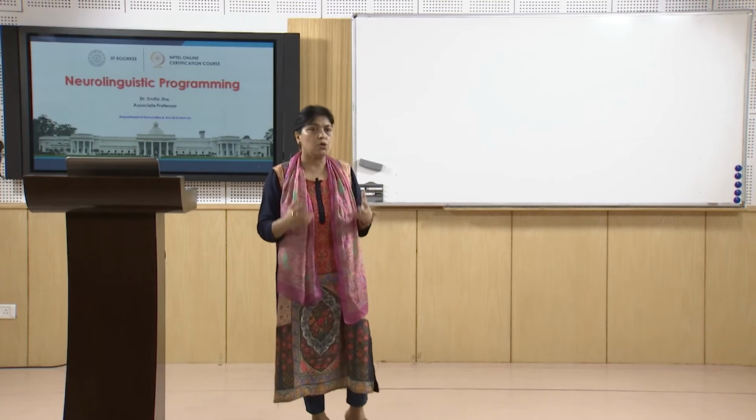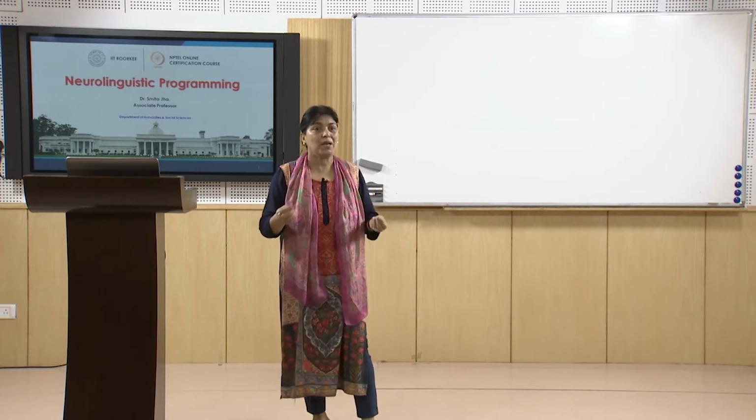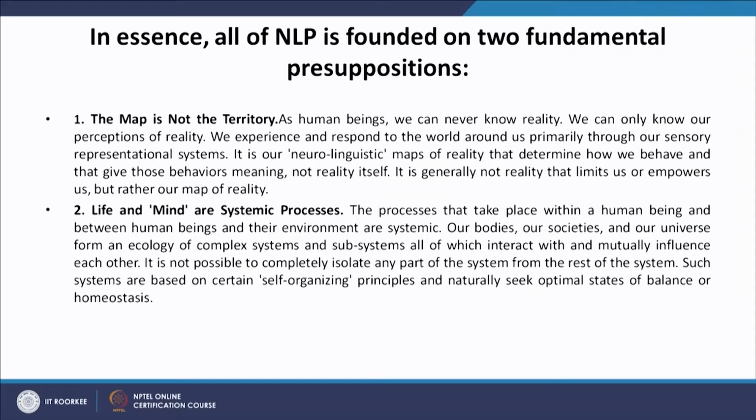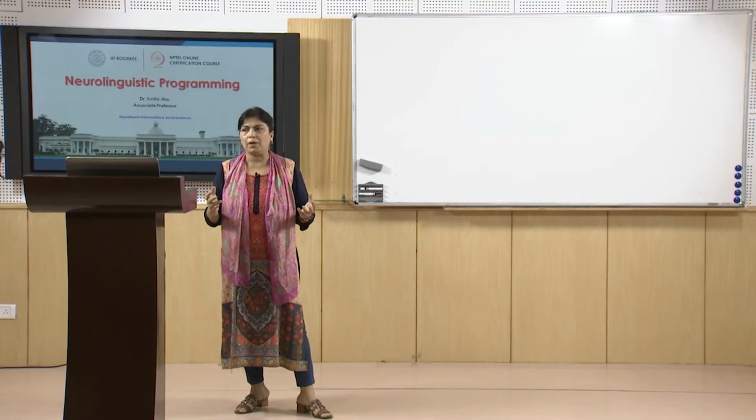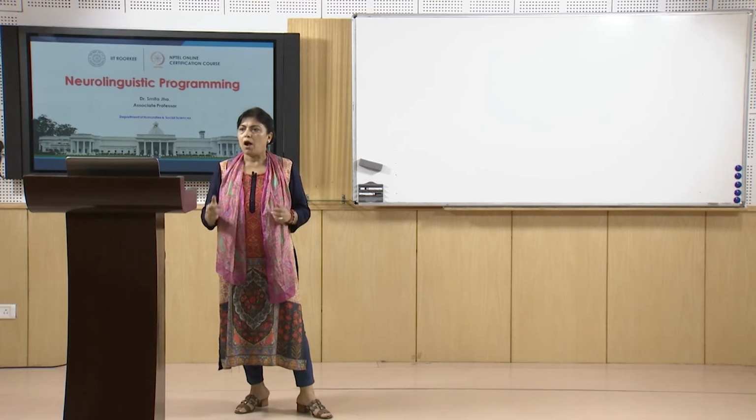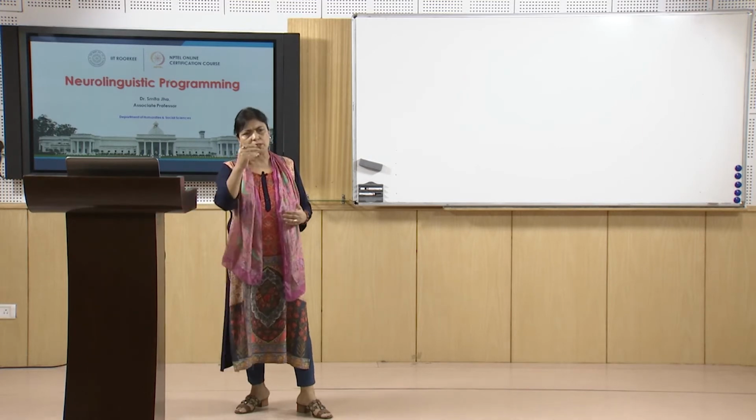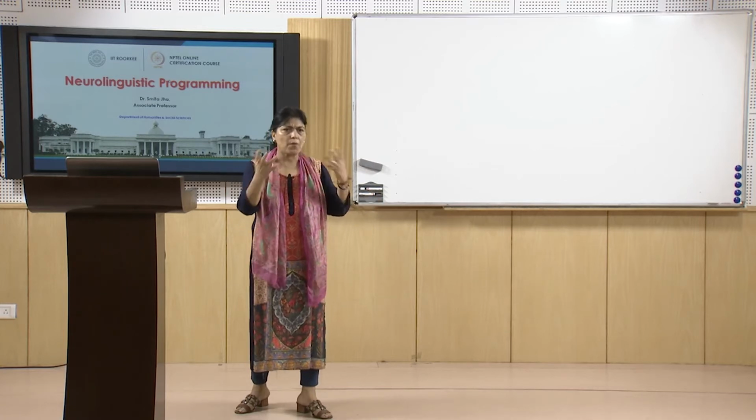Now, it is very important to know about the neuro-linguistic fundamental presuppositions, because we are trying to unfold what neuro-linguistic programming actually is. The first presupposition is: the map is not the territory. What does it mean that the map is not the territory? As human beings, we can never know reality. That is true, because there are still things which need to be unlayered and unfolded. We can only know our perceptions of reality, whatever we see. What is perception? Whatever we see with our naked eyes.